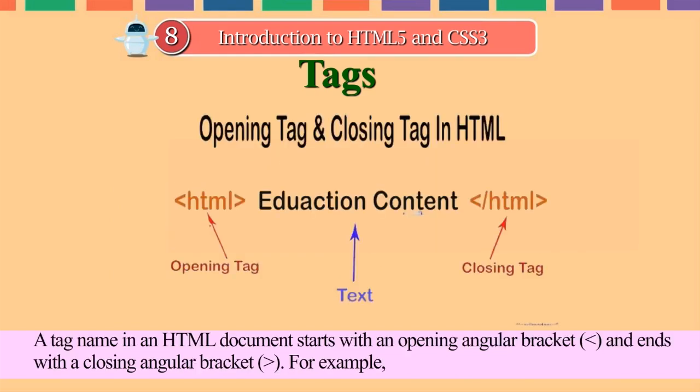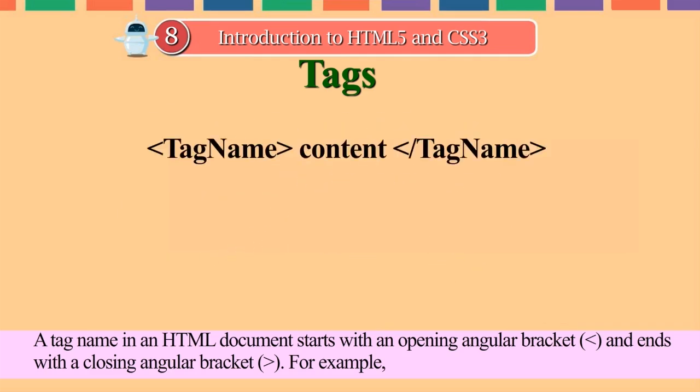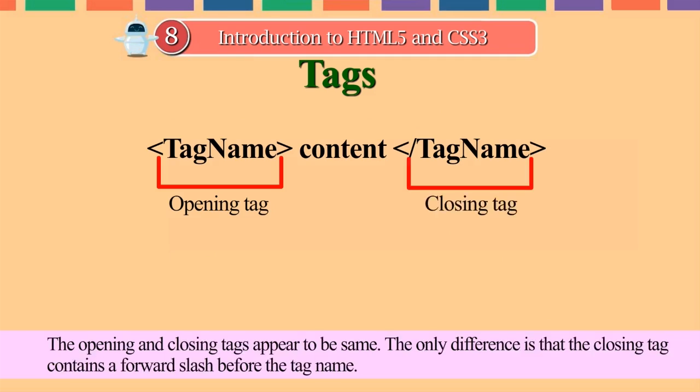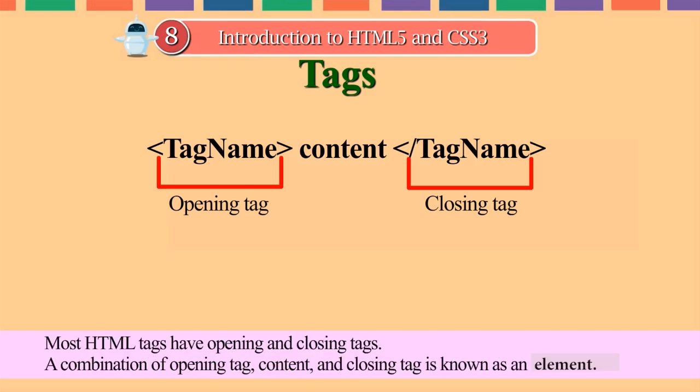A tag name in an HTML document starts with an opening angular bracket and ends with a closing angular bracket. For example, <tag name>content</tag name>. Opening tag. Closing tag. The opening and closing tags appear to be the same. The only difference is that the closing tag contains a forward slash before the tag name. Most HTML tags have opening and closing tags. A combination of opening tag, content, and closing tag is known as an element.